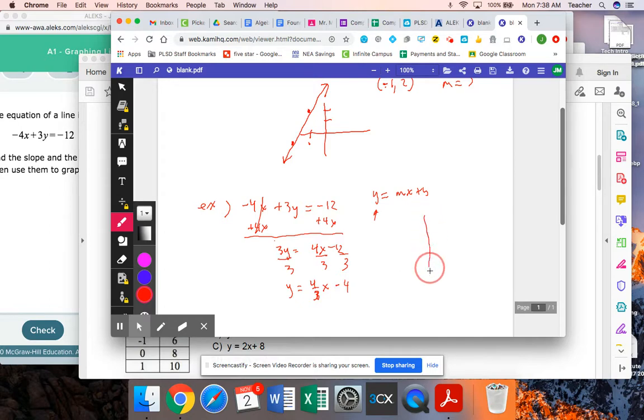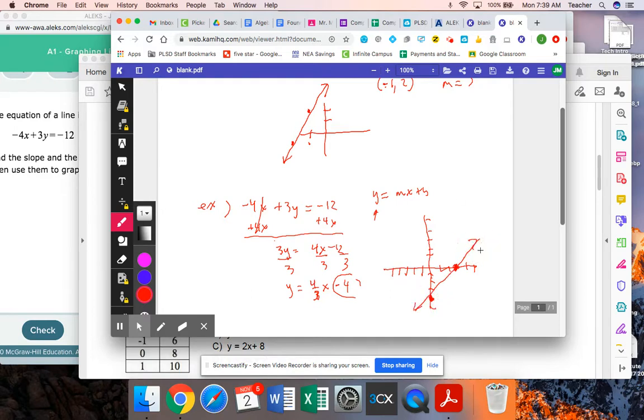So with that in hand, I can go ahead and sketch the equation of a line. I go down to negative 4 on the y-axis, right here. There's one point. Then I need to go up 4 and to the right 3: 1, 2, 3, 4. 1, 2, 3. Right here. And I can draw my line.